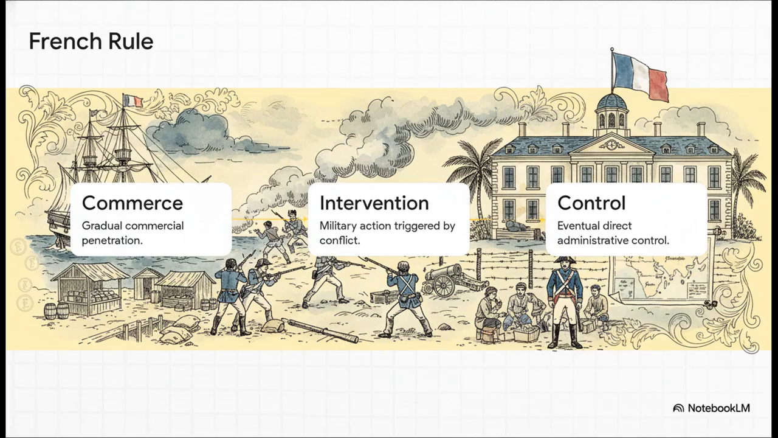It's actually incredibly similar to the British pattern. Step 1, get your foot in the door with commercial presence. Step 2, wait for or, maybe conveniently provoke a local conflict to justify bringing in the military. And step 3, once your troops are physically there, you consolidate that presence into permanent direct administrative control.